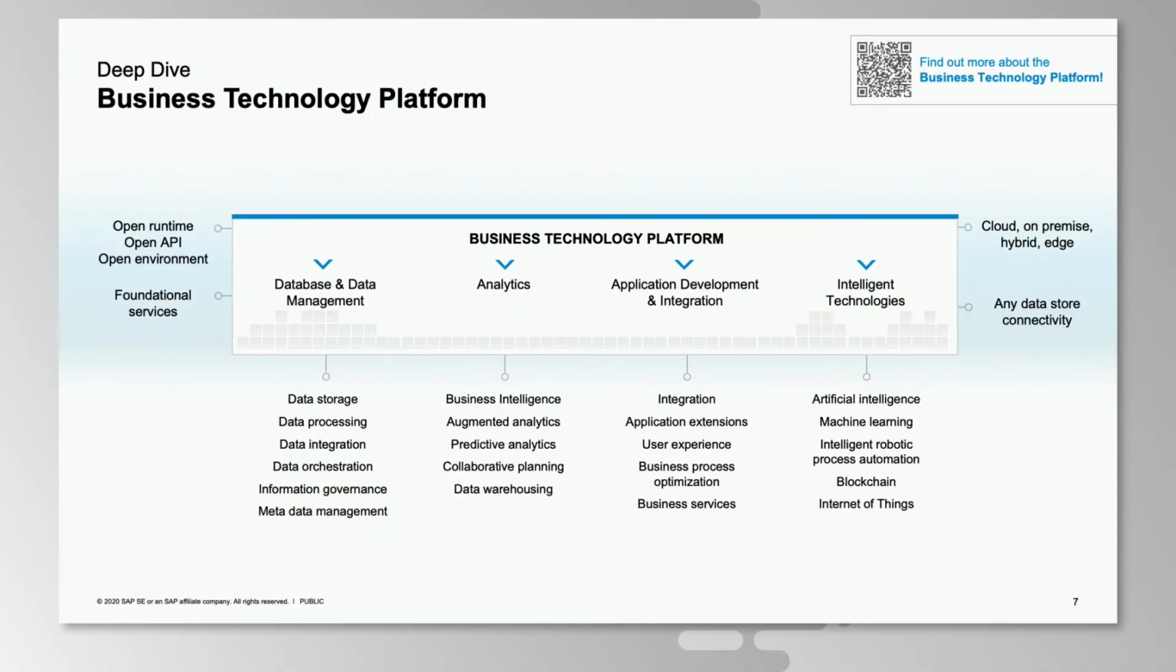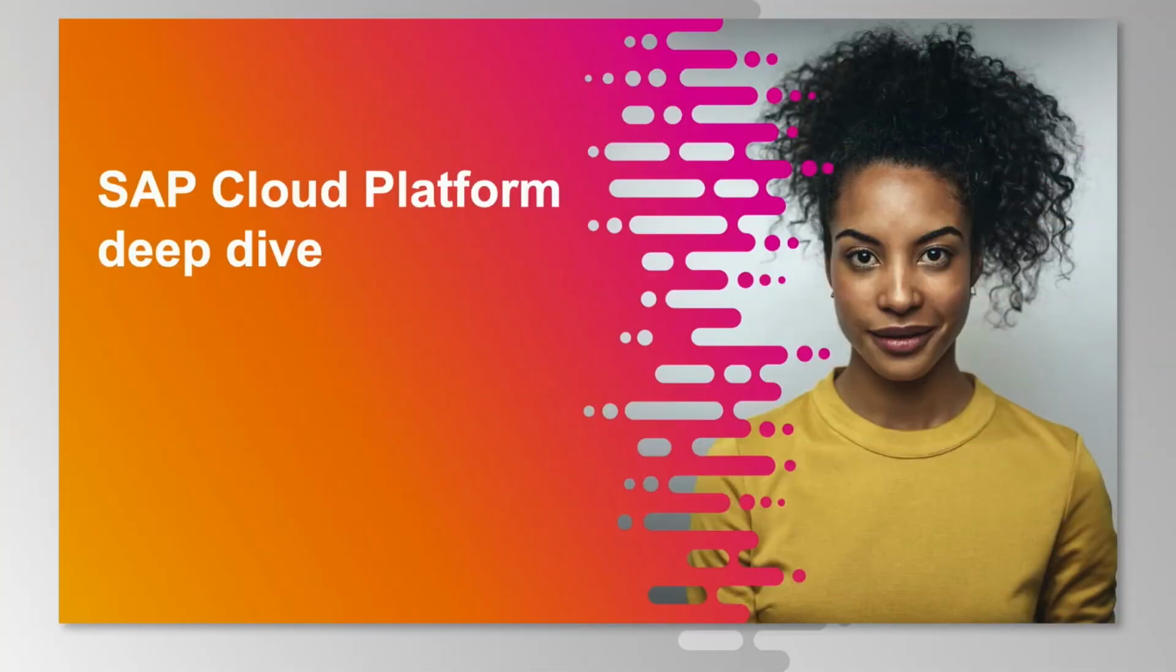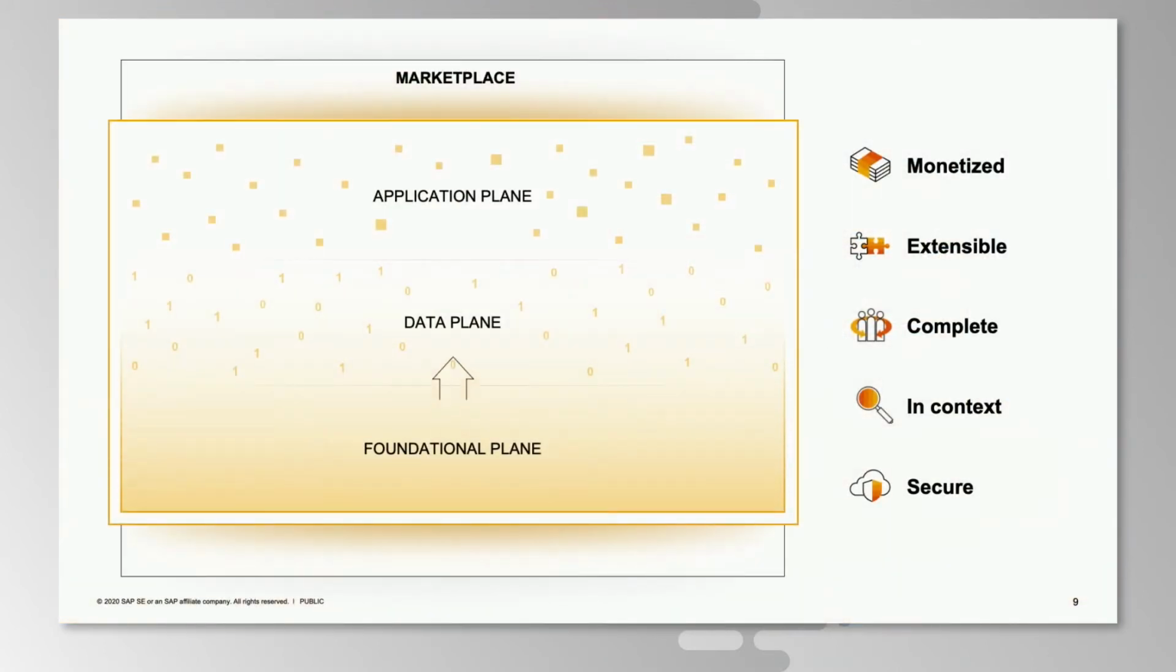The intelligent technologies operate on that data in context across both your internal data stores as well as external. And we're going to get to a little bit more of the detail on that when we talk about the data plane. Okay, so let's get into the details of what we call the cloud platform. It's that foundation plane, the data plane, and the application plane. Let's get to some of the value we're talking about.